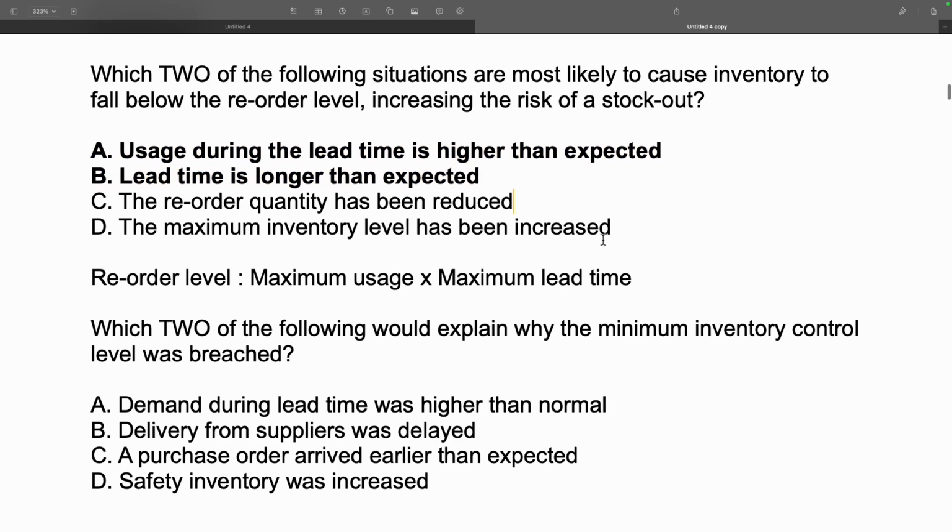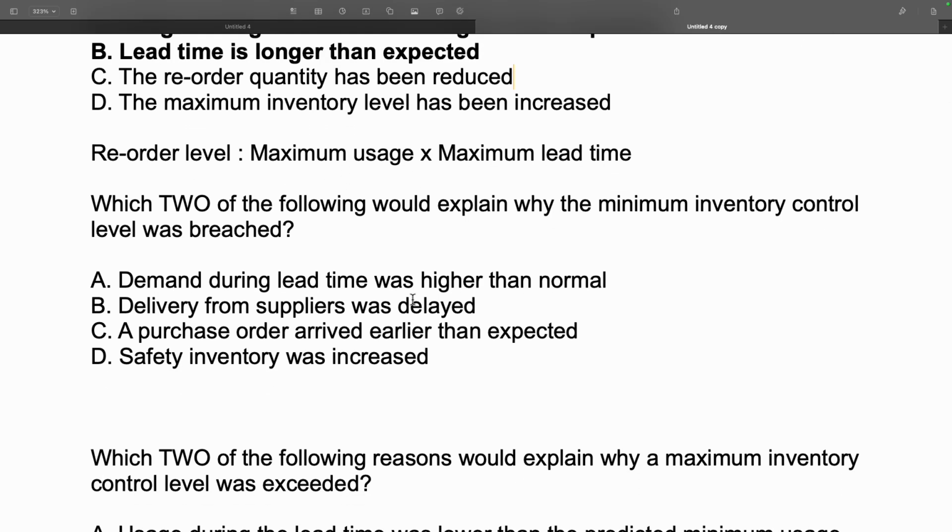Okay. Reorder quantity has been reduced, doesn't affect this formula. Maximum inventory level has been increased, doesn't affect this formula. Okay. Now, which 2 of the following would explain why minimum inventory level has been breached?